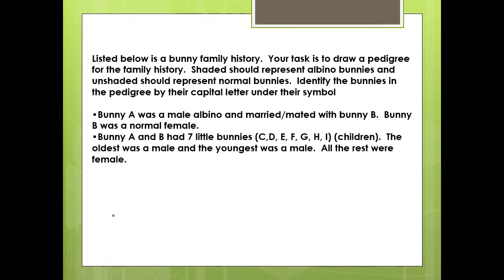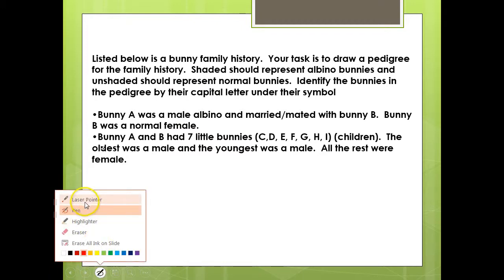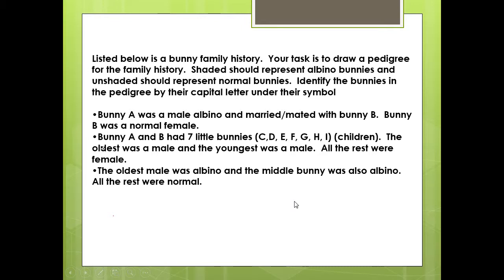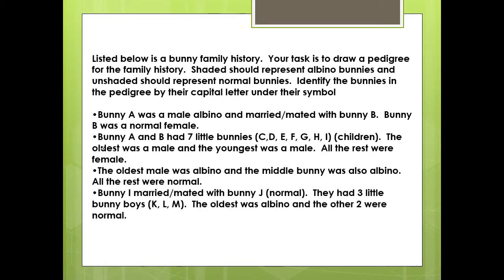Bunny A and B had 7 little bunnies, named C, D, E, F, G, H, and I. The oldest was a male, and the youngest was a male, and all the rest were female. The oldest male was albino, and the middle bunny was also albino, and all the rest were normal. Bunny I mated with Bunny J, which was normal, and they had 3 little bunny boys, K, L, and M. The oldest was albino, and the other 2 were normal. All right.